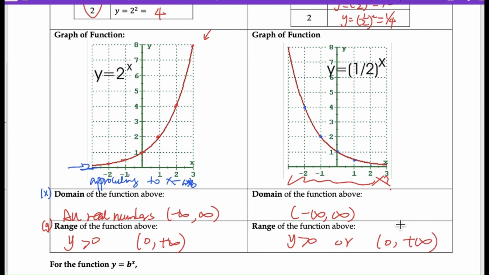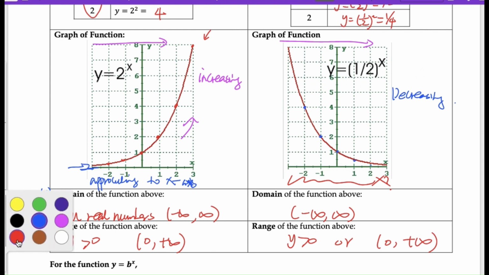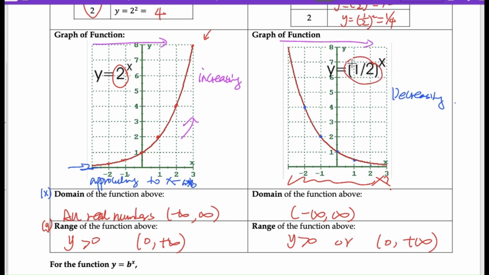Okay, so another feature I want you to pay special attention to is, if you check the graph from left to right, you can see this one is increasing, but this one is actually decreasing, right, from left to right. And what makes this happen is actually coming from this number, the base. When the base is 2, it's increasing, but when the base is 1 over 2, it's decreasing.